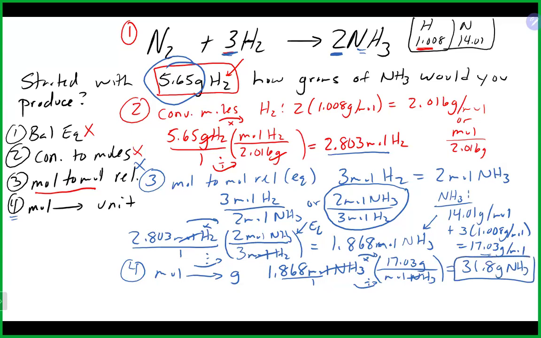And basically what that represents is if you did this reaction, you put in there 5.65 grams of hydrogen, and everything went perfect in this reaction. The most amount of NH3 you could get out is 31.8 grams of it. Again, the same 4 steps, just keep repeating them, and you should get to the end of the calculation. Any questions?